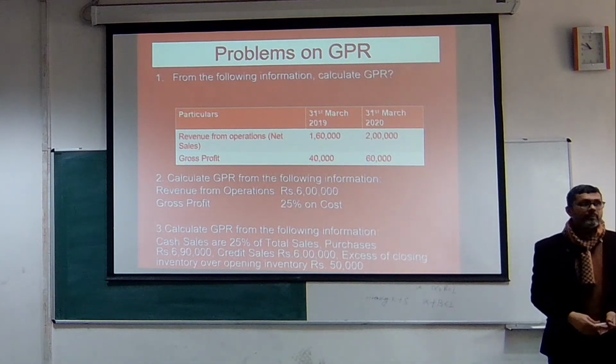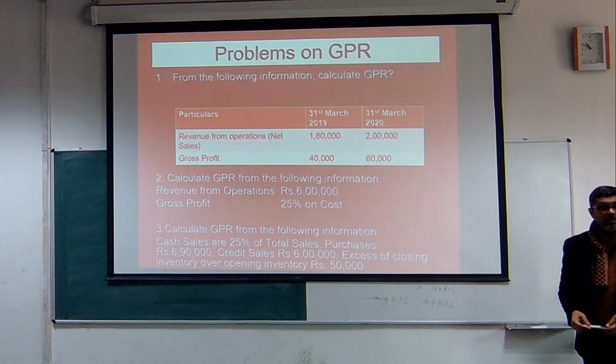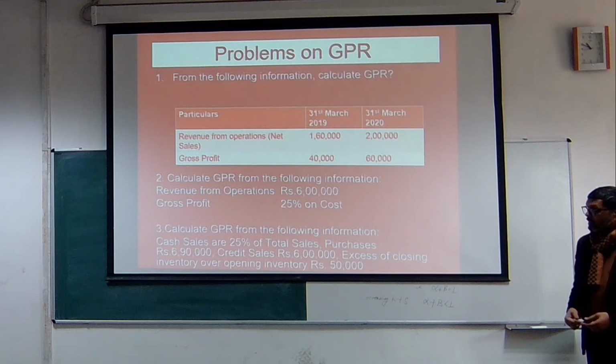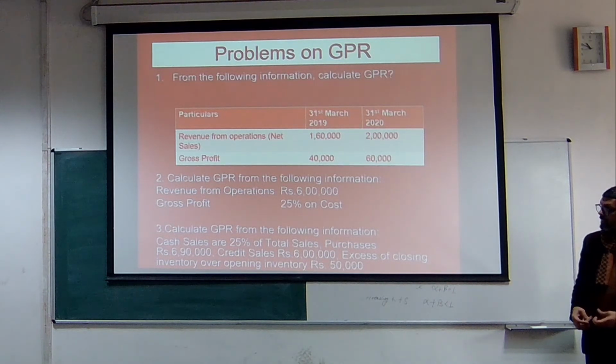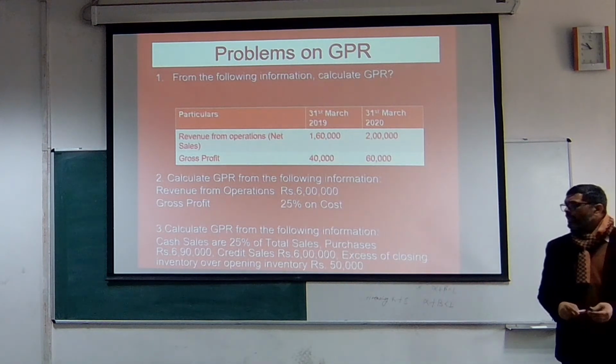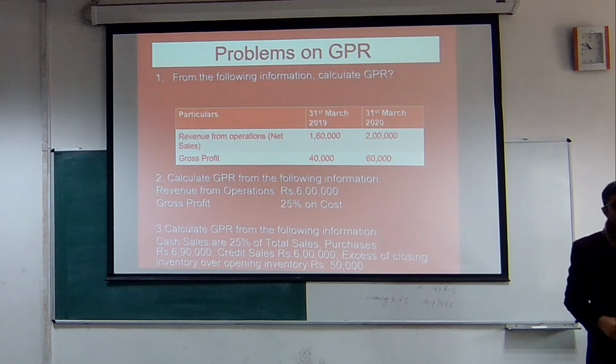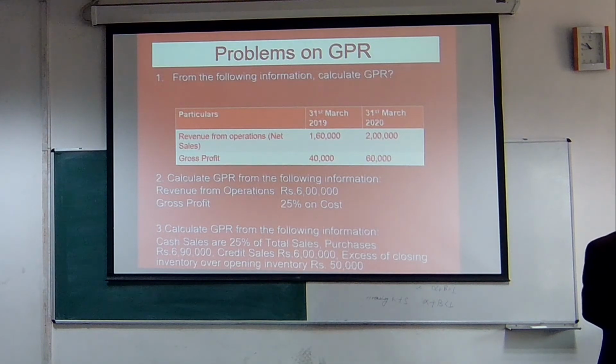Third one, cash sale is 25% of total sales. Purchases is given to you as 6,90,000. Credit sale is given to you as 6 lakh. And there's one more piece of information given, that your closing stock is more than opening stock by rupees 50,000.